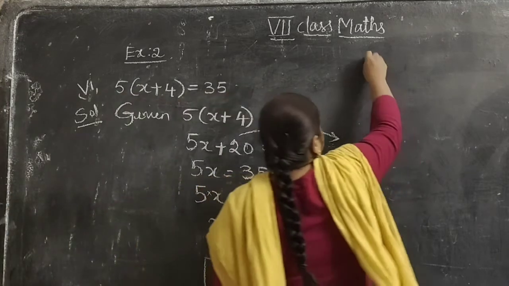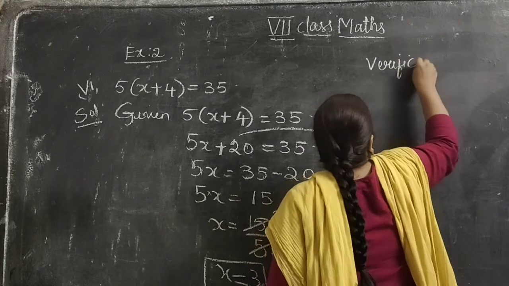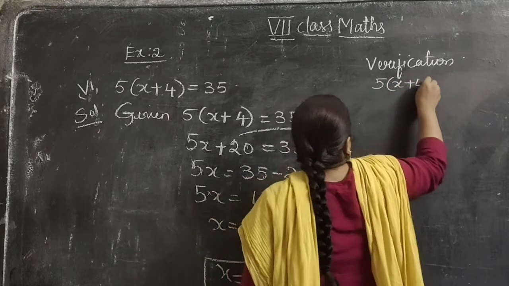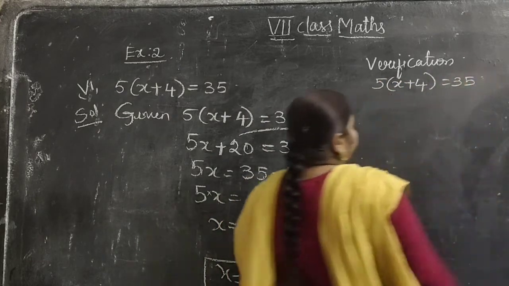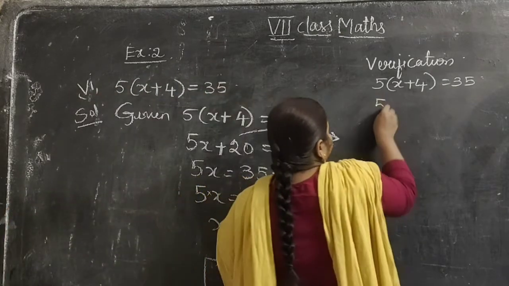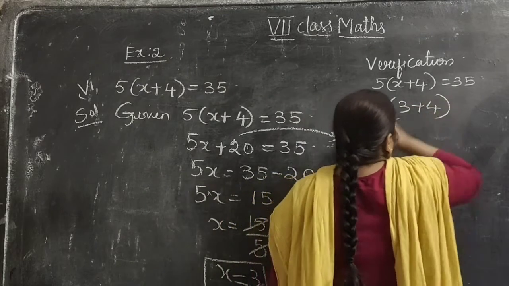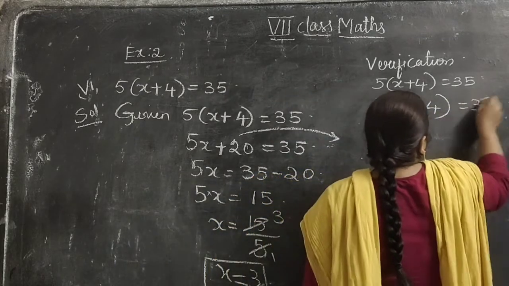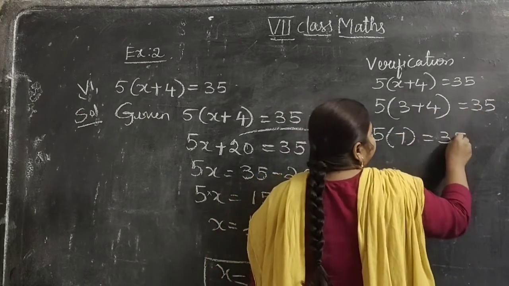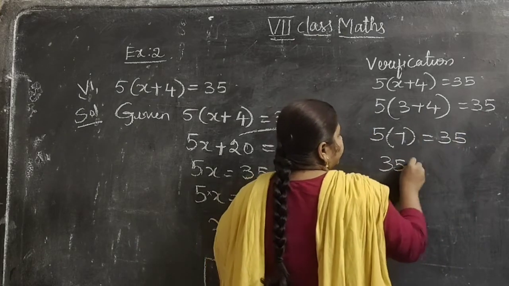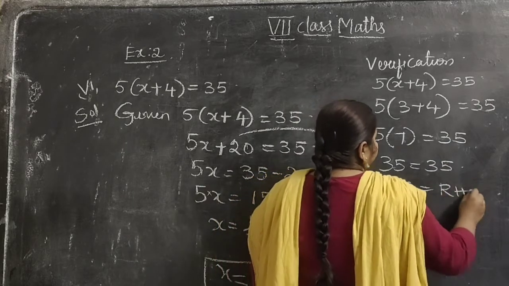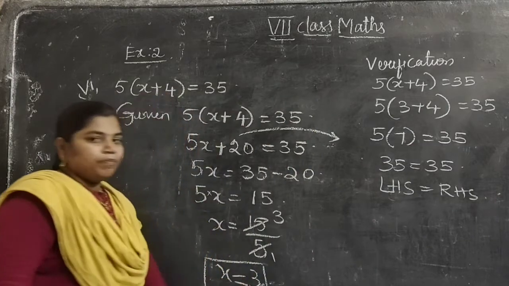So verification. What is the equation they have given? That is 5 into x plus 4 is equal to 35. Now in place of x, which value do we have to substitute? 3 we have to substitute. That is 5 into 3 plus 4 is equal to 35. So 5 into 3 plus 4 is 7, is equal to 35. 5 sevens are 35 is equal to 35. So you got that LHS is equal to RHS.